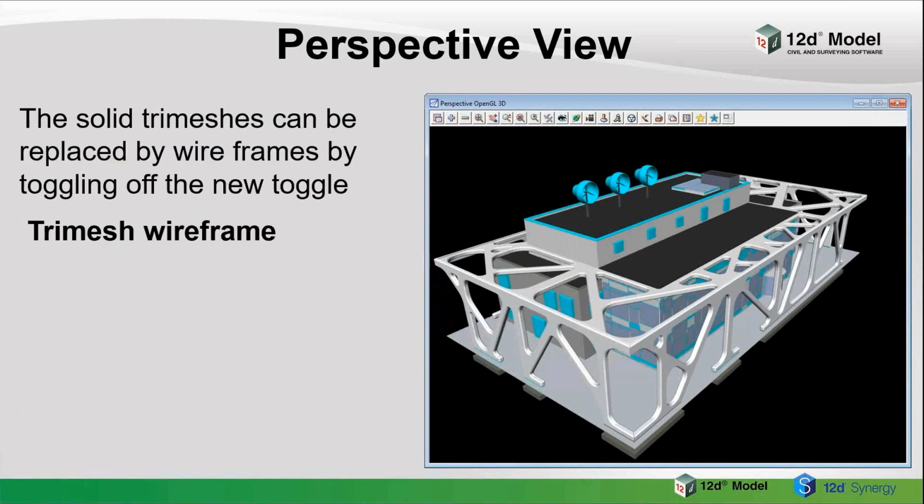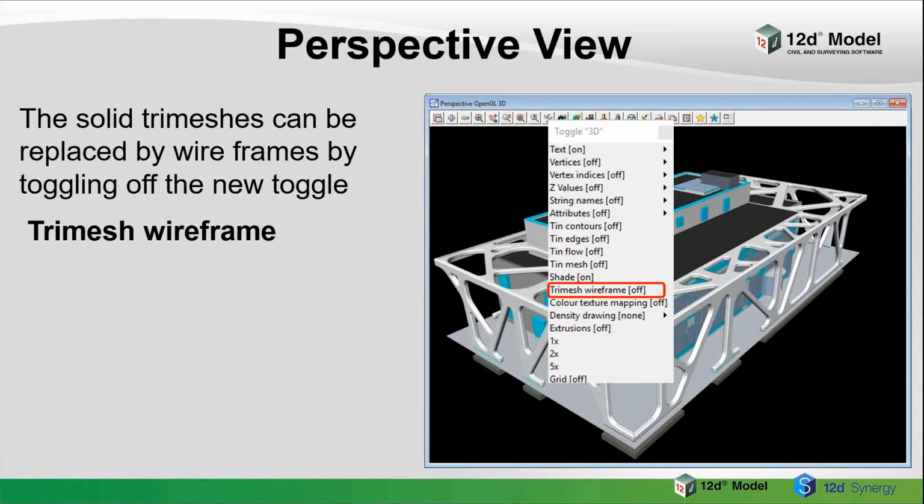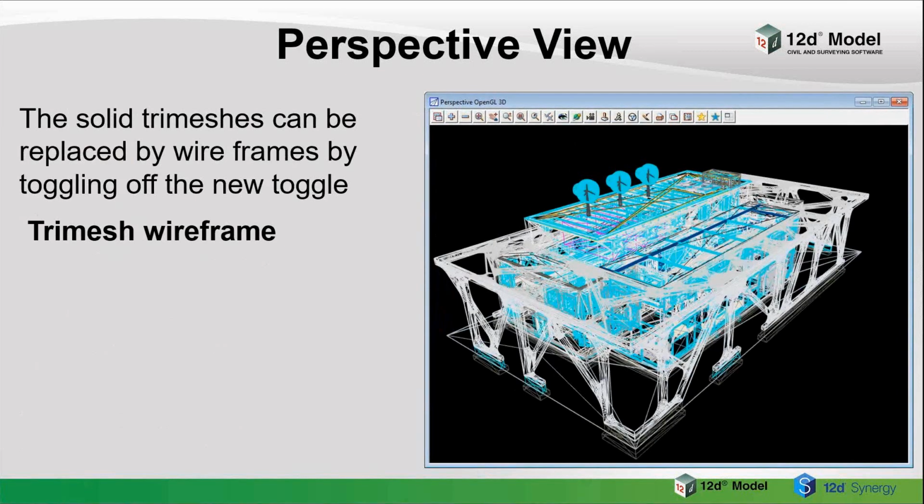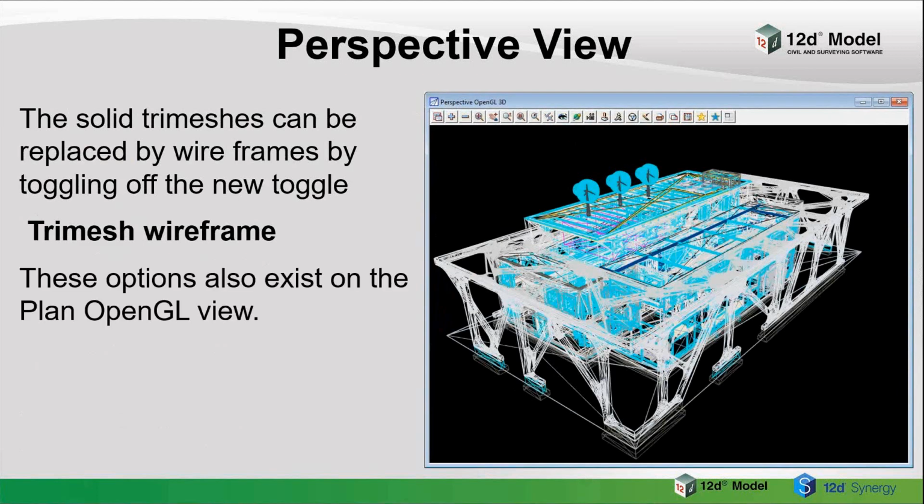Another thing we've added is that sometimes you want to see wireframes rather than the solids. So there's now a new toggle called Trimesh wireframe, and if you click on that, it makes it into a wireframe for you. There are also extra things thrown in to make life easier, especially when you're working in perspective views, but they also exist on the plan OpenGL view. That's where you often want to see the wireframe, because you can see what's going on there as well. So remember, it's both types of views.